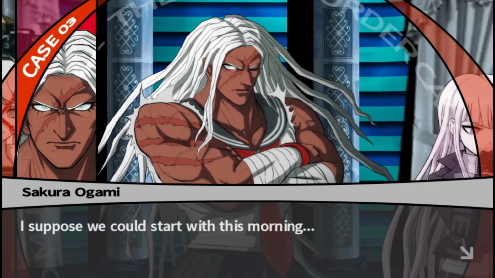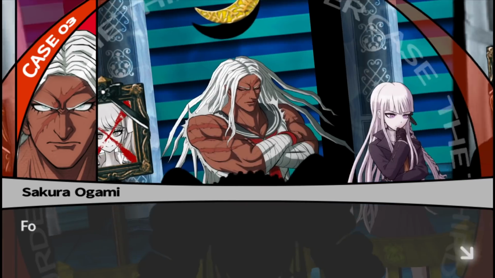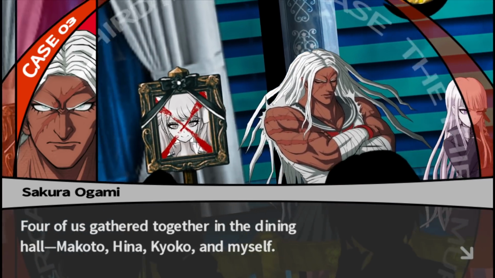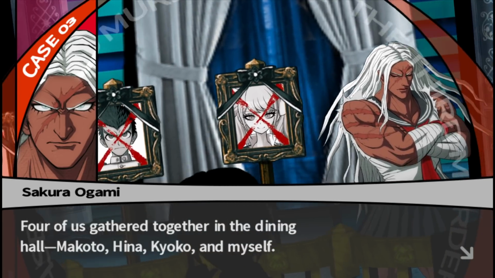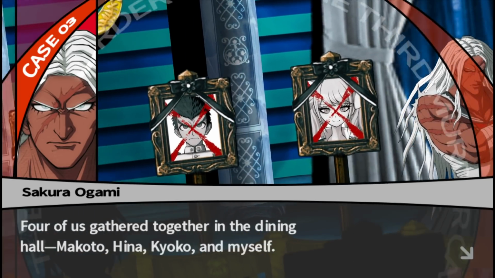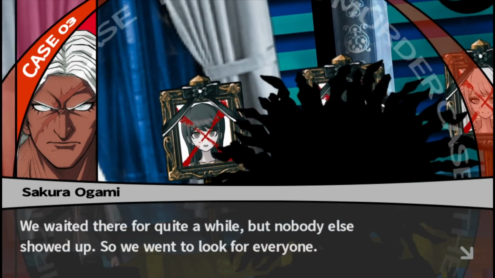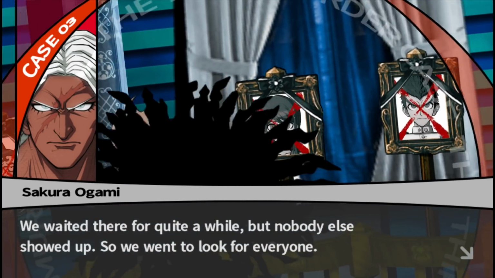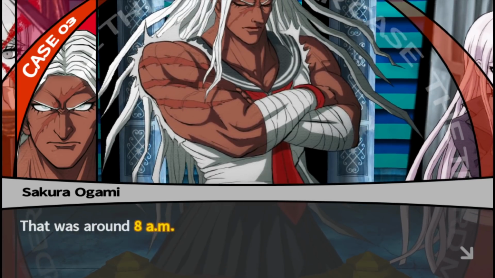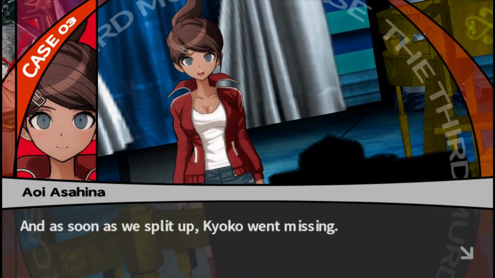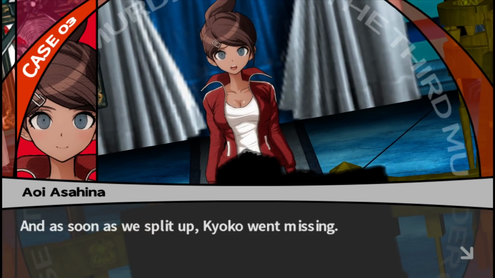I suppose we could start with this morning. Four of us gathered together in the dining hall: Makoto, Hina, Kyoko, and myself. We waited there for quite a while, but nobody else showed up, so we went to look for everyone. That was around 8 a.m. And as soon as we split up, Kyoko went missing.